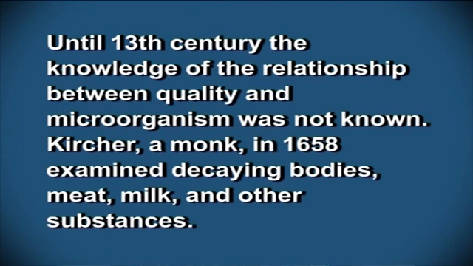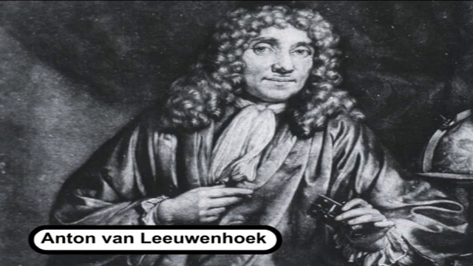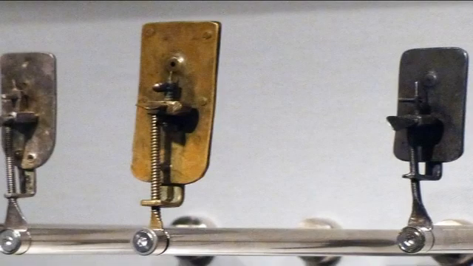Kircher, a monk, in 1658 examined decaying bodies, meat, milk and other substances. He named the spoilage organisms as worms, invisible to the naked eye. Kircher's description lacked precision, thus did not get wide acceptance. Anton van Leeuwenhoek, a tailor, used lenses to examine cloth. He discovered microorganisms, organisms so tiny that they were invisible to the naked eye. He called these tiny living organisms animalcules. He first described bacteria and the protozoans.